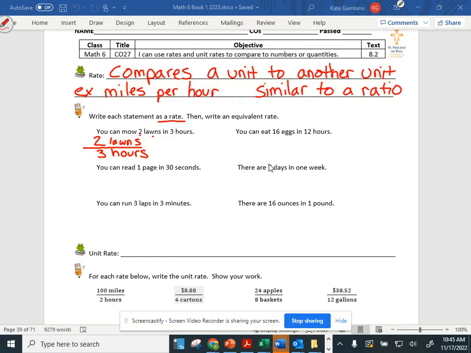How would I do an equivalent rate for that, Aiden? I could do times 2. 2 times 2 would be 4 lawns for every how many hours? 6 hours. So I know if I need to mow 4 lawns, I better set aside 6 hours to get the job done. Okay? How do we feel about doing rates?